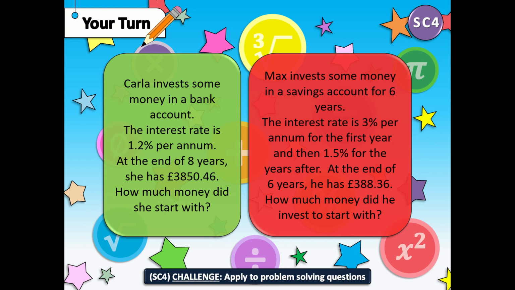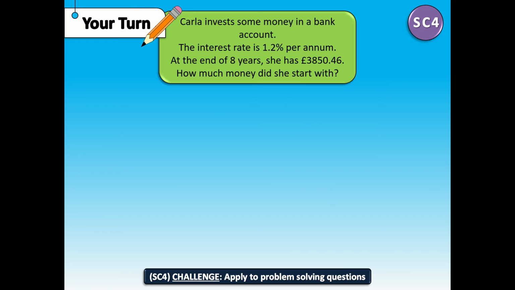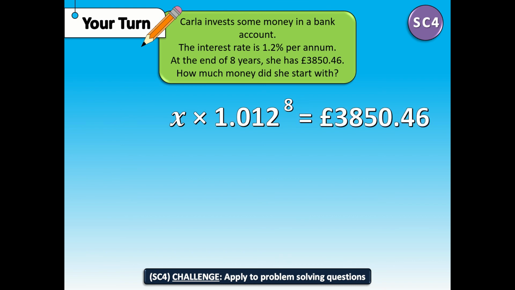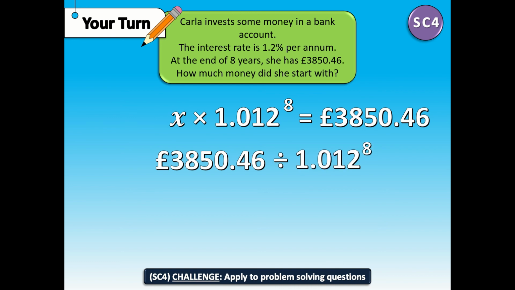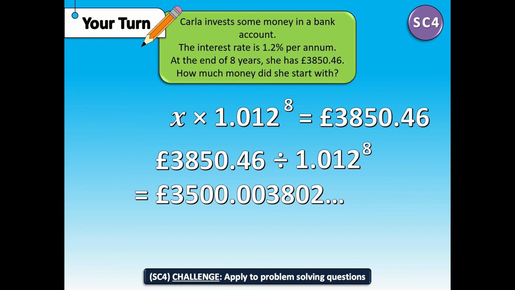Here are your answers. So for the green question, we're increasing by 1.2%, so the multiplier is 1.012, and after 8 years she has £3,850.46, so we need to work backwards doing the opposite. So the opposite of times by 1.012 to the power of 8 is dividing by 1.012 to the power of 8. That gives us this answer on the calculator. So to the nearest pence, the answer is £3,500.